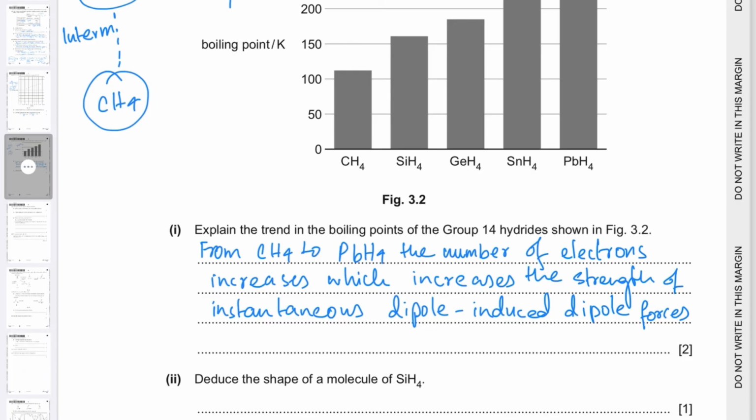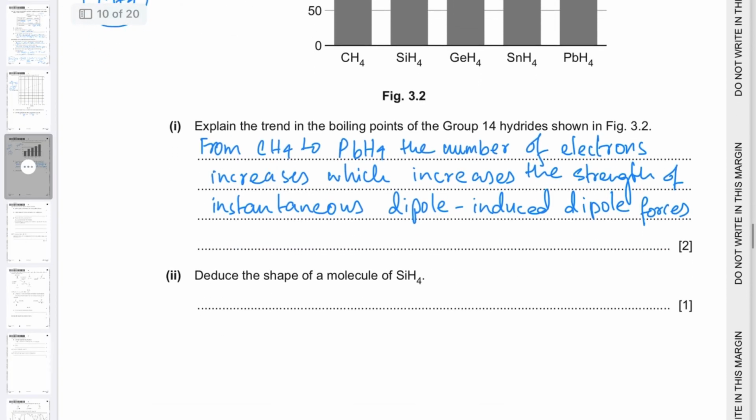Part 2, deduce the shape of a molecule of silicon hydride. That will be a tetrahedral shape, because the silicon or the central atom has 4 electrons in its outer shell and it is surrounded by 4 hydrogen atoms, all connected by single bonds.